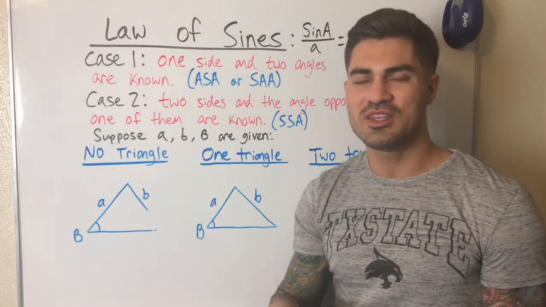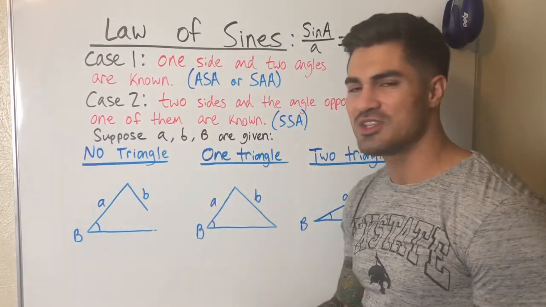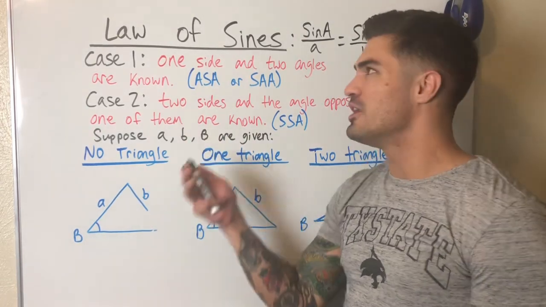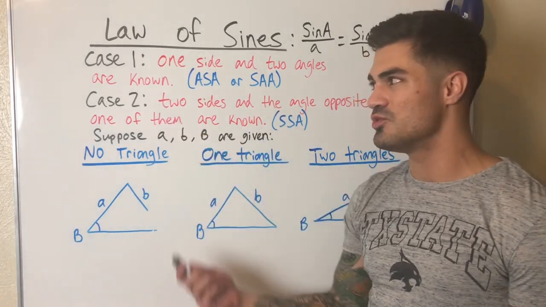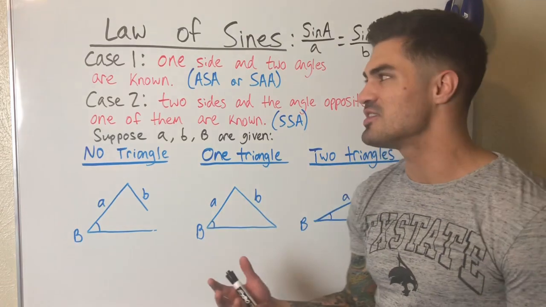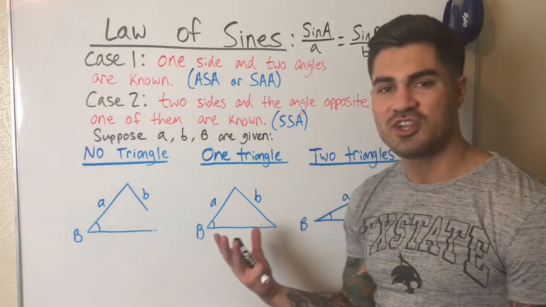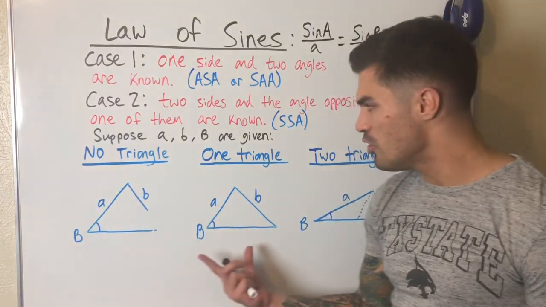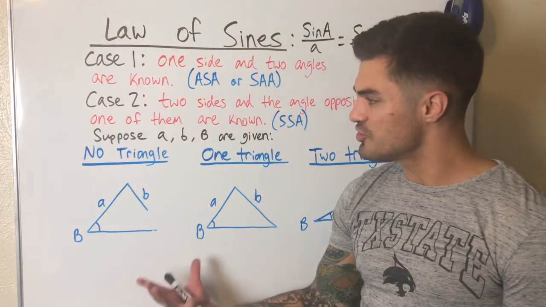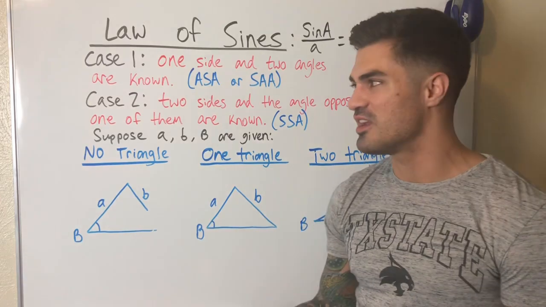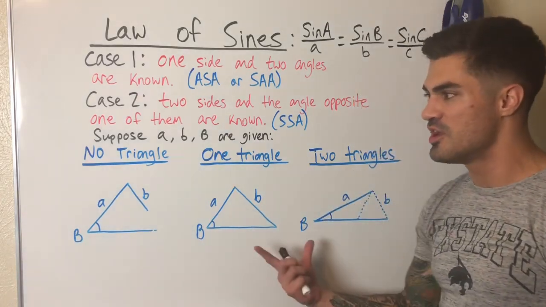Case 2, which is what this video is going to talk about, is by far the trickiest part of law of sines and of solving triangles in general. This case 2 is also known as the ambiguous case. This is where we could potentially have no triangle, one triangle, or two triangles, and that's what makes this so tricky: we have to do some investigating to find out which of these possibilities we're going to have.